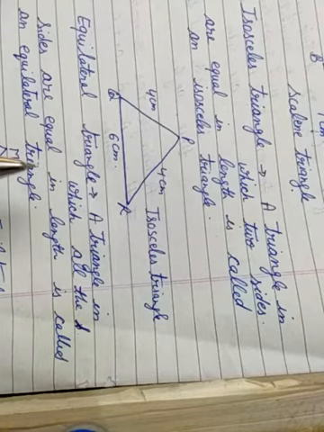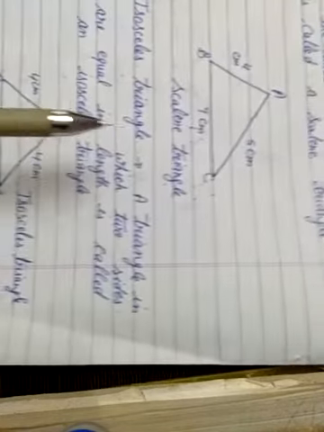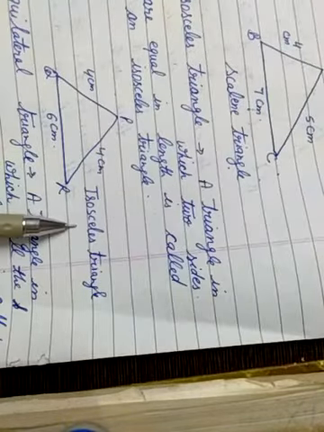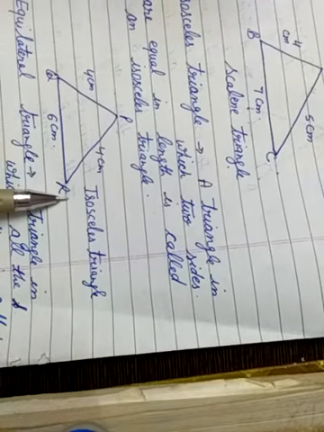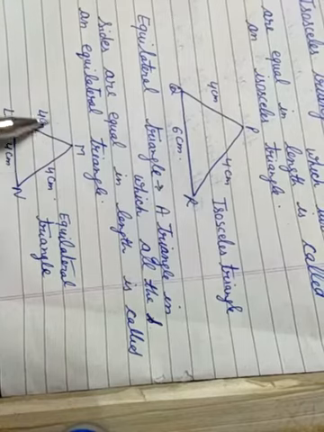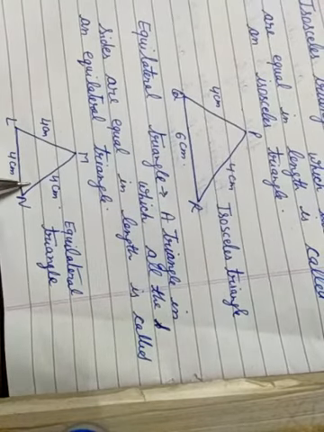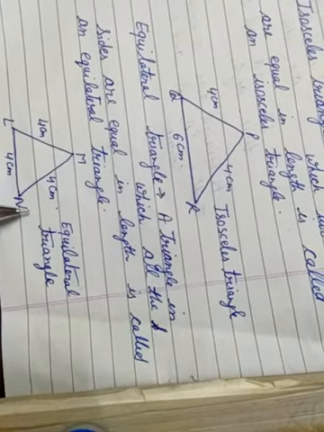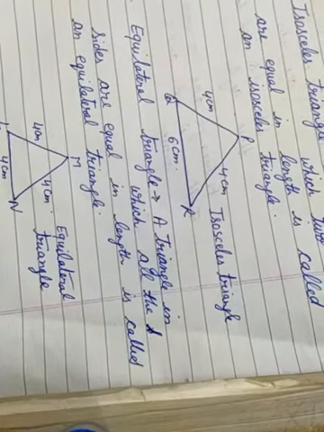First, on the basis of their sides, three types of triangle. Number one is scalene triangle. If all sides are unequal, they are called scalene triangle. If two sides are equal in measure, this is called isosceles triangle. If all sides are equal in measure, they are called equilateral triangle. Clear everyone?